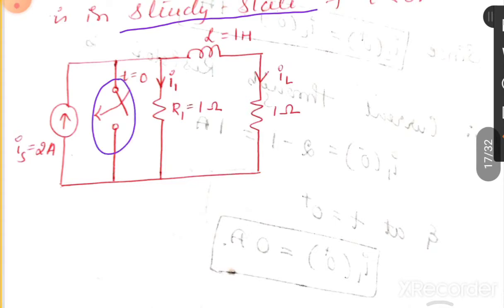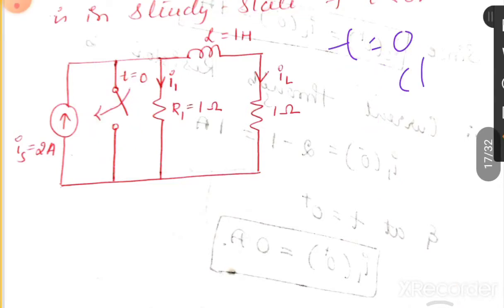So this is a switch. What we are going to do is close the circuit. The downward direction means you are closing the circuit. You are closing this circuit at t equal to 0. When t equal to 0 you are going to close the circuit.